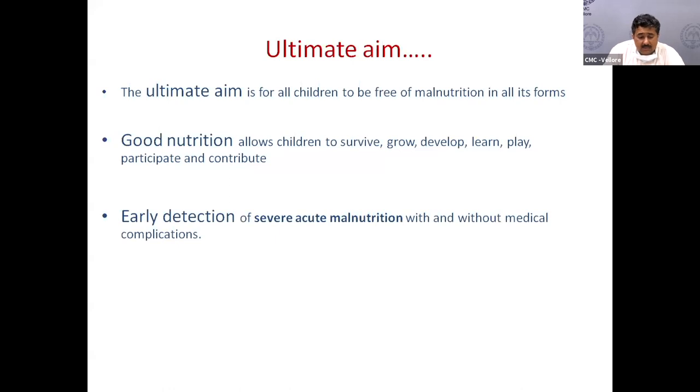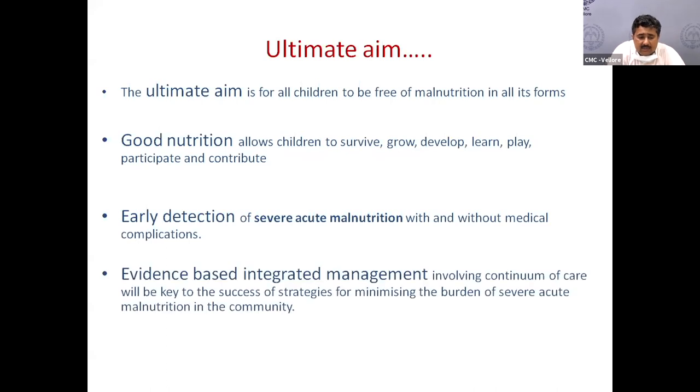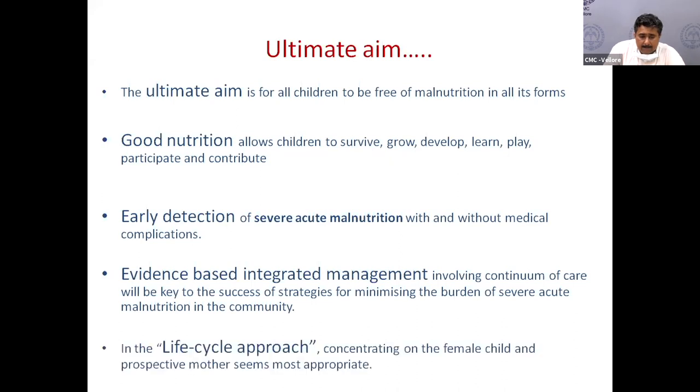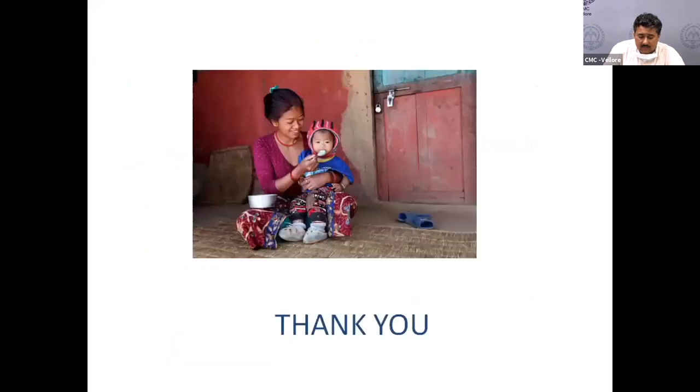Early detection of severe acute malnutrition with and without medical complication. Evidence-based integrated management involving continuum of care is the key to success and to minimize the burden of severe acute malnutrition in the community. In the life cycle approach, concentrating on the female child and prospective mother seems more appropriate. Thank you.